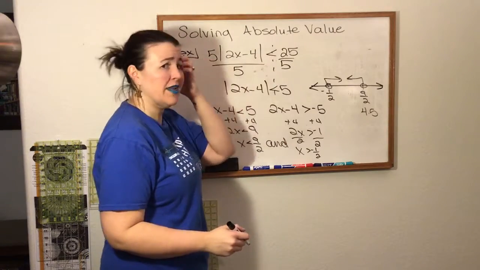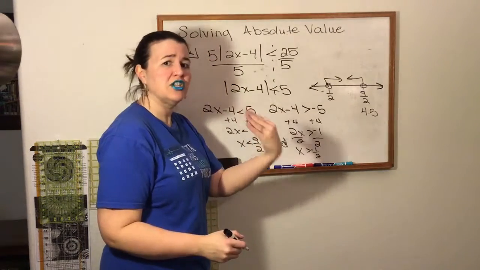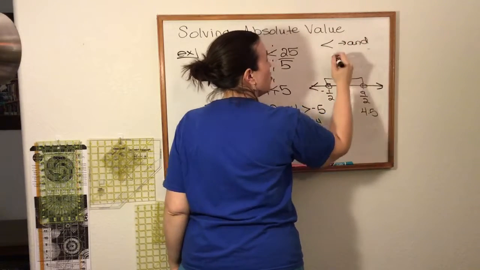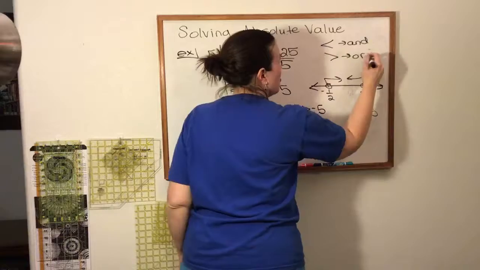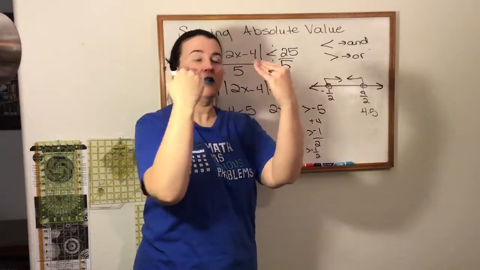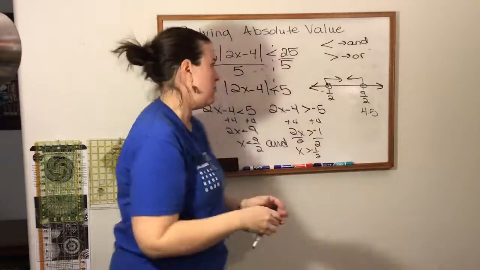Also, less than generally indicates an and, and greater than generally indicates an or. So what that means is, when it's a less than to start, they're going to head towards each other. And when it's a greater than to start, they're usually going to head away from each other.